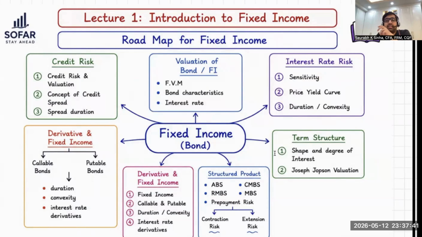Then we'll discuss interest rate sensitivity, like duration and convexity. And we'll deep dive into the term structure, which is the interest rate term structure. Then we'll discuss credit risk, and then we'll understand how credit risk impacts the valuation. And then we'll deep dive into the products which are not just bond category products. They are a combination of derivative instruments, like callable bonds, putable bonds, RMBS, CMBS, ABS. So this is going to be the roadmap of our journey.